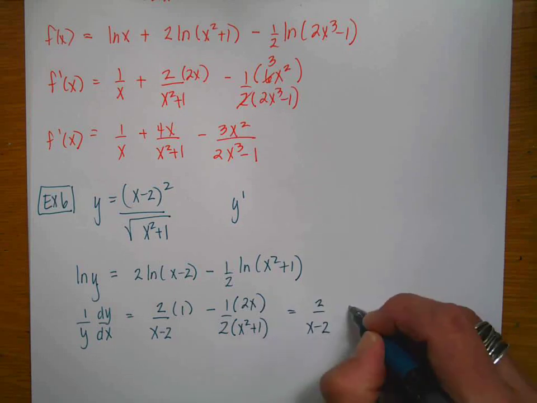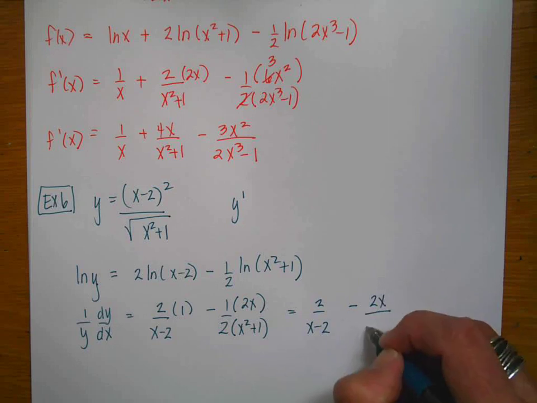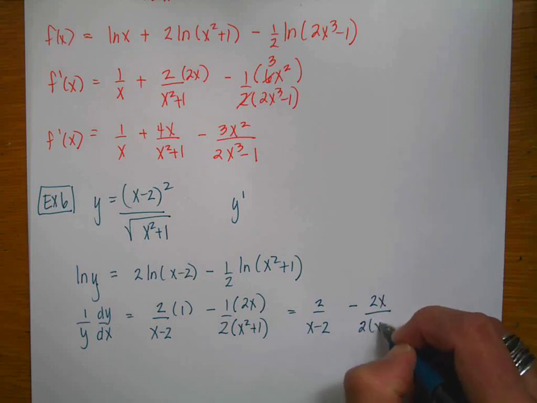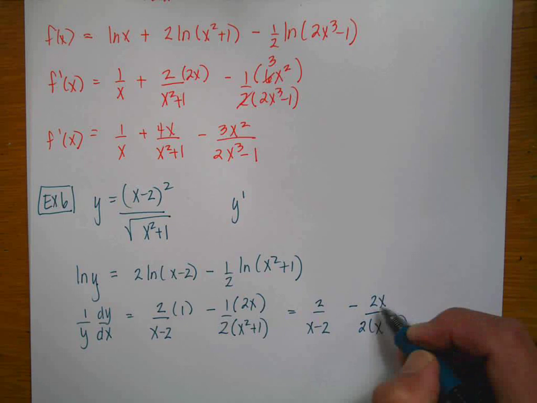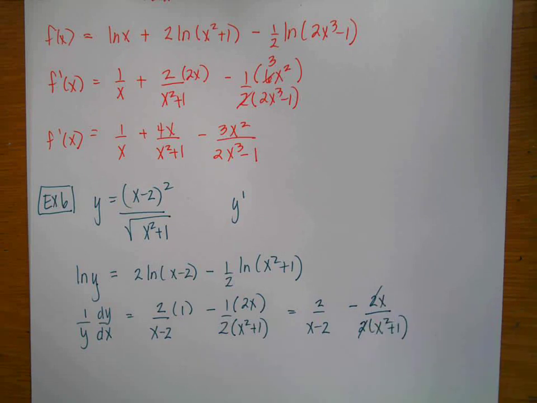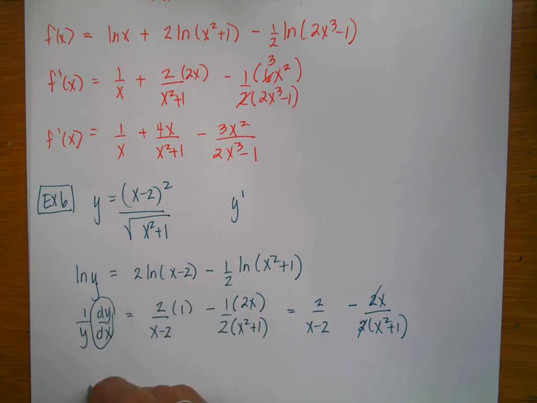And I'm just going to write that this is 2 over x minus 2 minus 2x over 2, and then I have my x squared plus 1. Okay, so I guess those 2's would have canceled. Okay, all right. But the goal was to find the derivative, so we're not quite there.